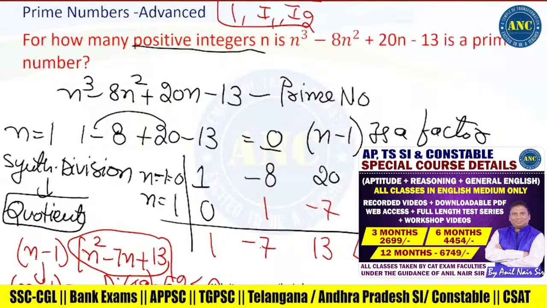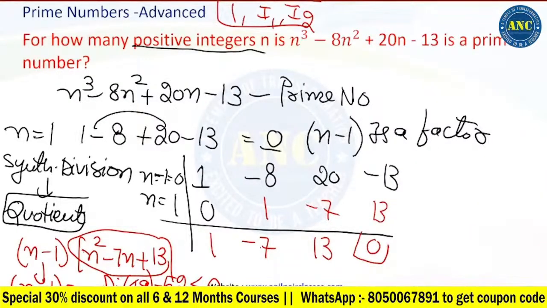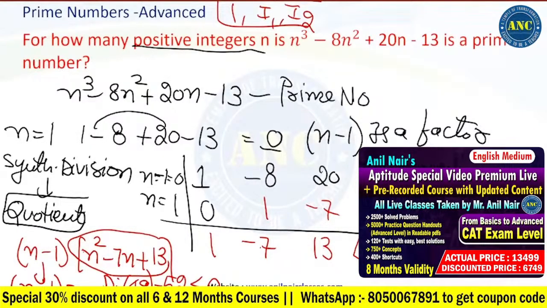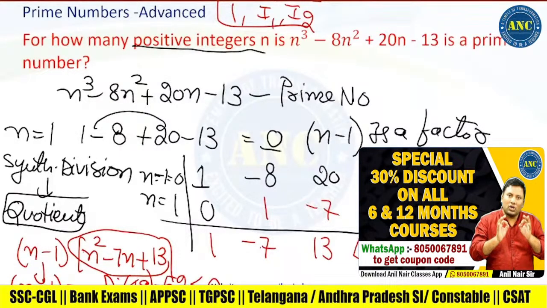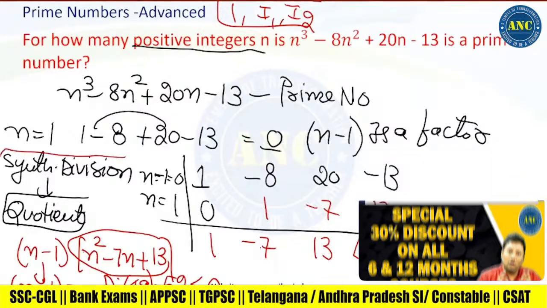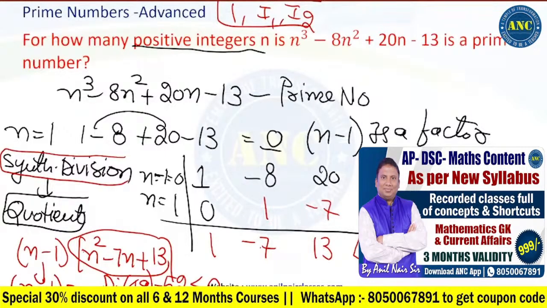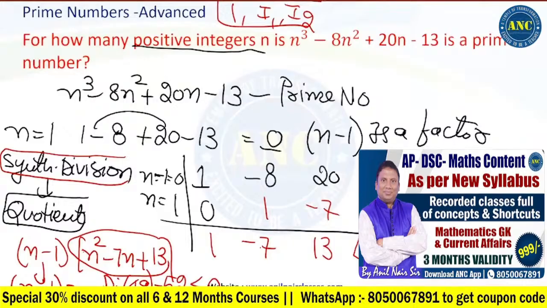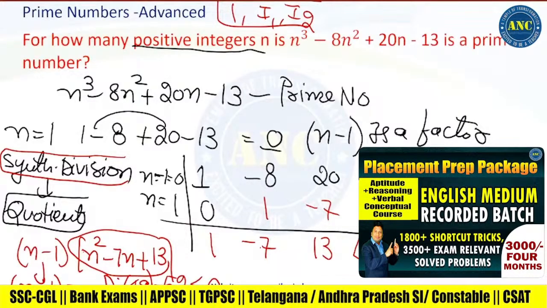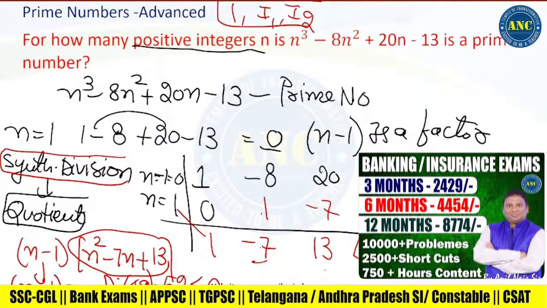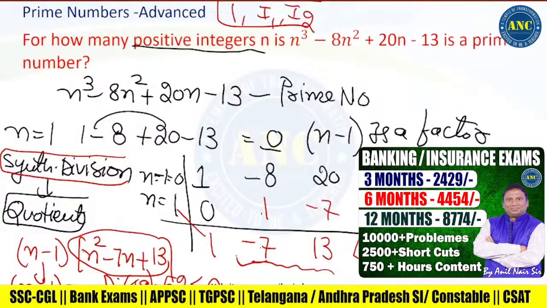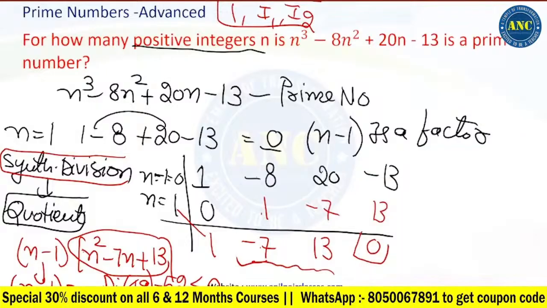n cube minus 8n square plus 20n minus 13. This is a cubic expression. He is asking how many positive integers n can take. At n value 1, n minus 1 is a factor. Then do synthetic division. Synthetic division helps us in finding the quotient. Coefficients 1, minus 8, 20, minus 13. 1 plus 0 is 1. 1 ones are 1, minus 8 plus 1 is minus 7. Cross multiply, 20 minus 7 is 13. 13 ones are 13. So when the cubic is divided by the linear, the remaining is n square minus 7n plus 13.